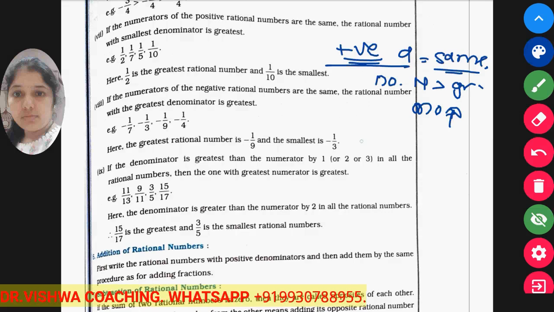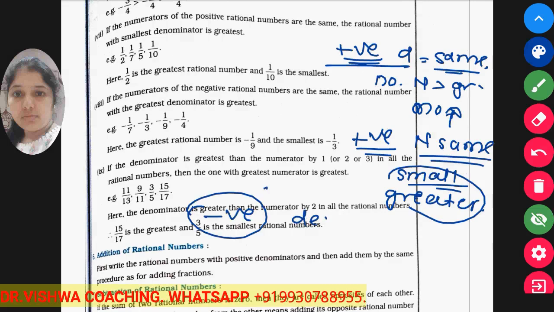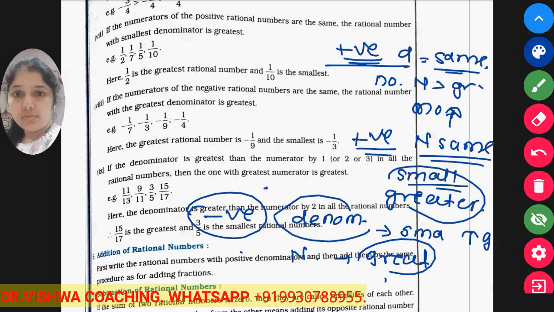Okay, if the rational number is positive and the numerator is the same, the one with the smaller denominator is the greater rational number. If the number is negative and the denominator is the same, the one with the smaller numerator is the greater rational number. And if the numerator is the same and the number is negative, the one with the greater denominator is the greater rational number.